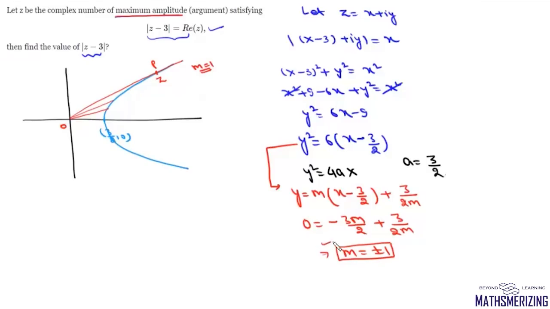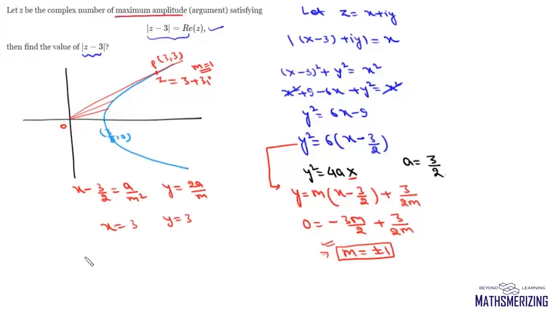Now once we have this slope, we can write the point of contact. So this point of contact will be x equals a by m square. Now x in this case is (x minus 3 by 2) and it should be equal to a by m square, and then y equals 2a by m. Now we'll put the values of a and m. Now a is 3 by 2 and m is 1. So we'll get x as 3 and y as 3. So this point P, its coordinates will be (3, 3) and this z is 3 plus 3 iota.